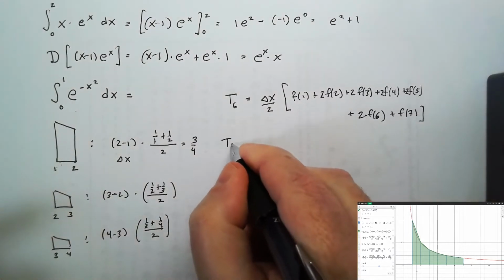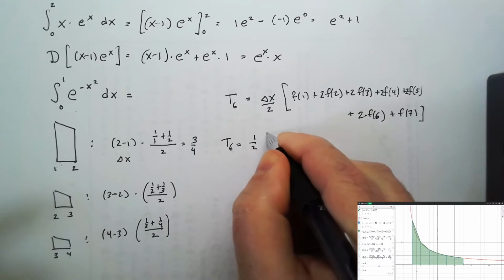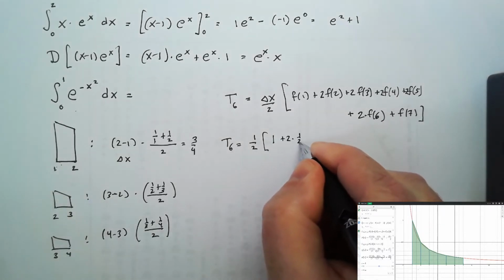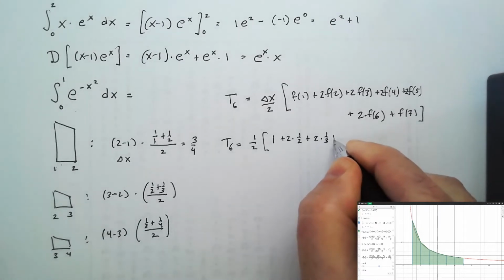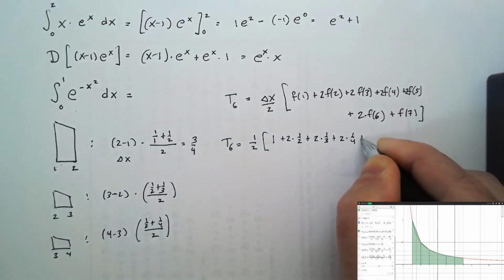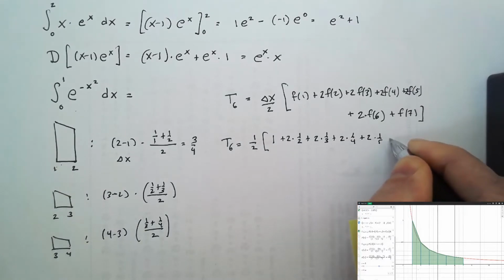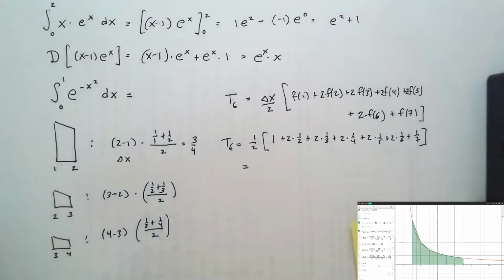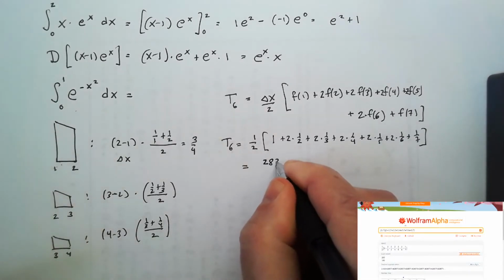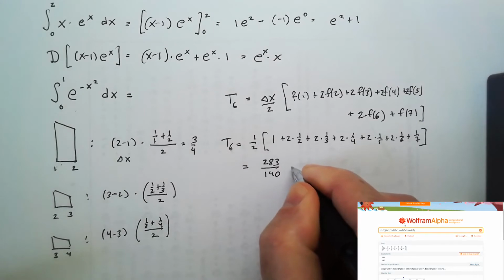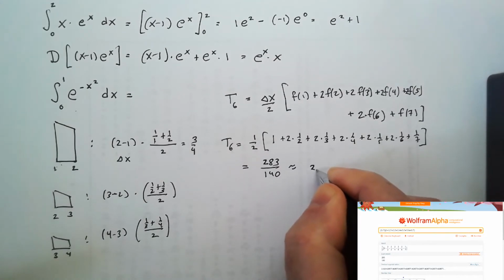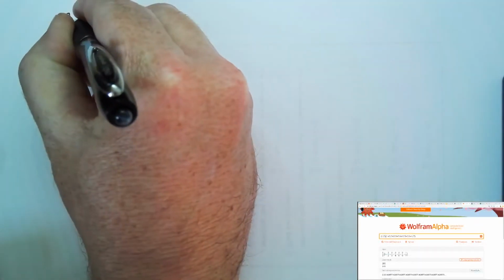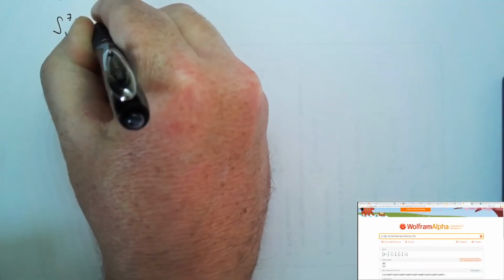In our case, our delta x is 1. We'll have 1 over 1 plus twice 1 over 2 plus twice 1 over 3 plus twice 1 over 4 plus twice 1 over 5 plus twice 1 over 6 plus 1 over 7. And this becomes 283 over 140, or approximately 2.0214.